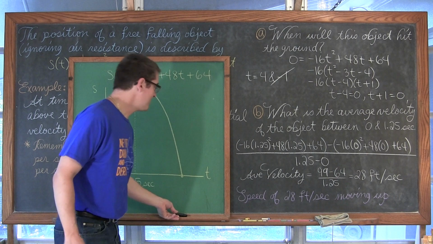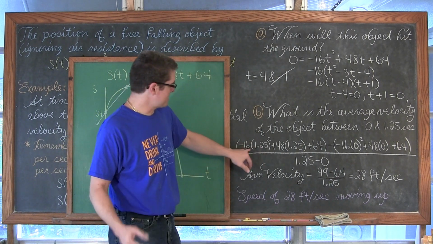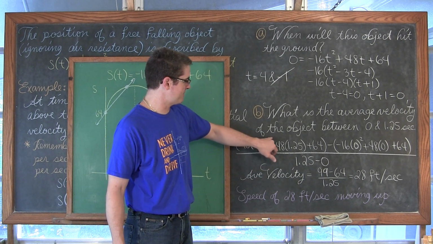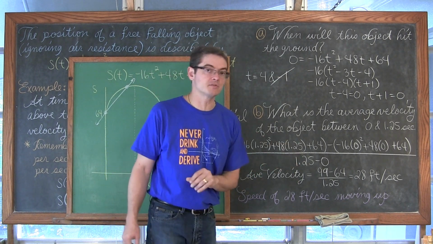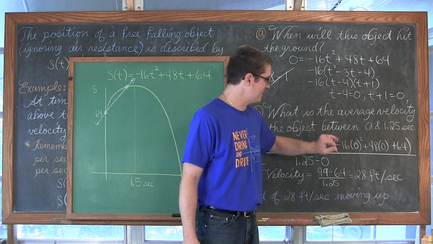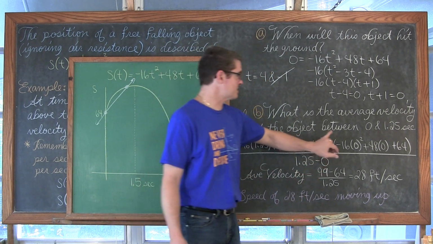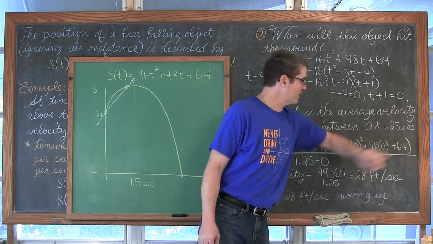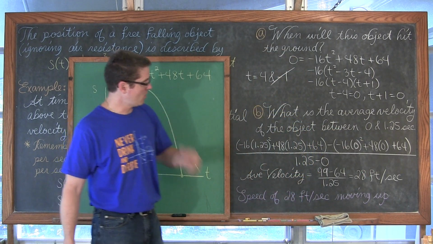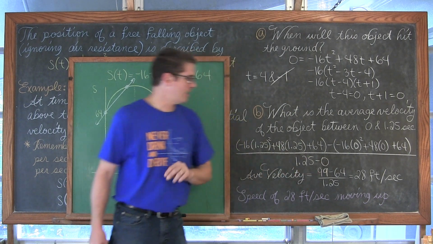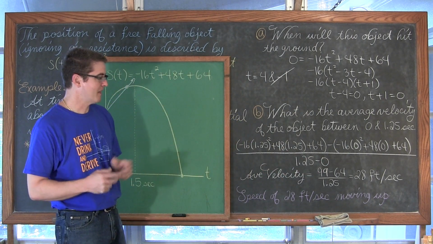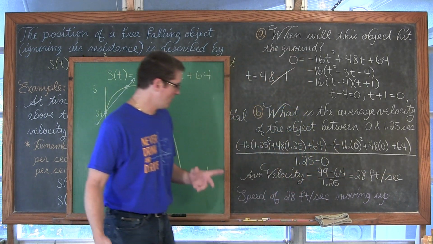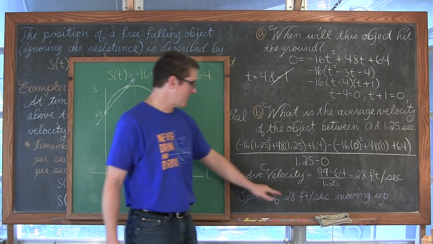So here we have s(t + Δt), if you will: negative 16 times 1.25 squared plus 48 times 1.25 plus 64, minus s(t), which is negative 16 times 0 squared plus 48 times 0 plus 64, all over 1.25, excuse me, minus 0. That gives us an average velocity of 28 feet per second, or a speed of 28 feet per second.